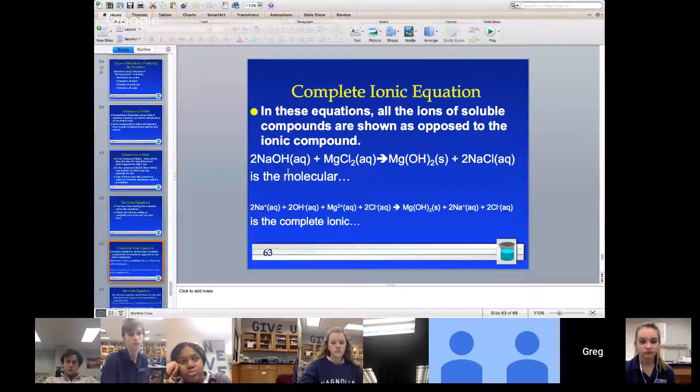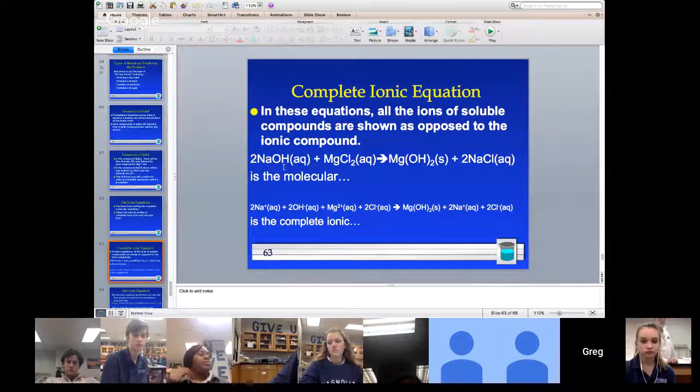So if we were to write the net or the complete ionic equation, in other words, instead of writing NaOH aqueous, by the way, the only reason they write it that way is because they didn't want to write Na plus and OH minus, right? This 2 in front, this is a balanced equation. So that 2 actually impacts how many of each one we have.